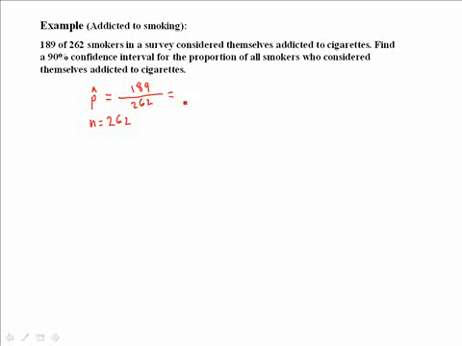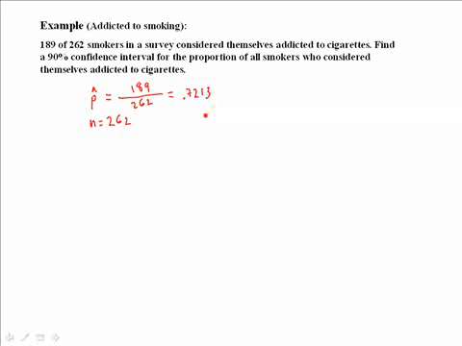So let's calculate p-hat here. 189 divided by 262. Tell me what that is. 0.7213. Okay, so about 72% of smokers consider themselves addicted to cigarettes. Now what we want to do is make an estimate of the population proportion from this p-hat. The p-hat is 72%, and now what I'm interested in is how close this is to the actual proportion for all smokers. This only tells us about our 262 smokers, but I'd like to infer from this how big the population proportion is.